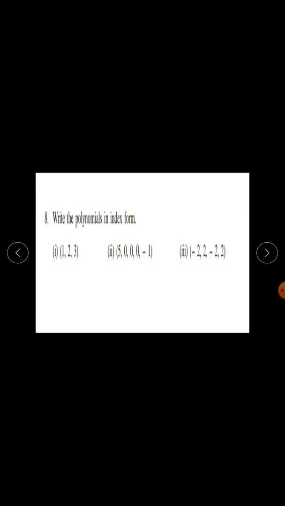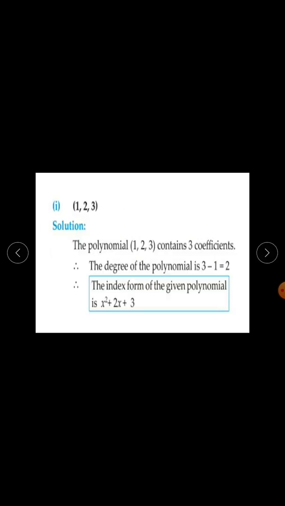Now question number 8. Write the polynomials in index form. First one is 1, 2, 3. Second, 5, 0, 0, 0, minus 1. And third one, minus 2, 2, minus 2, 2. So index form.